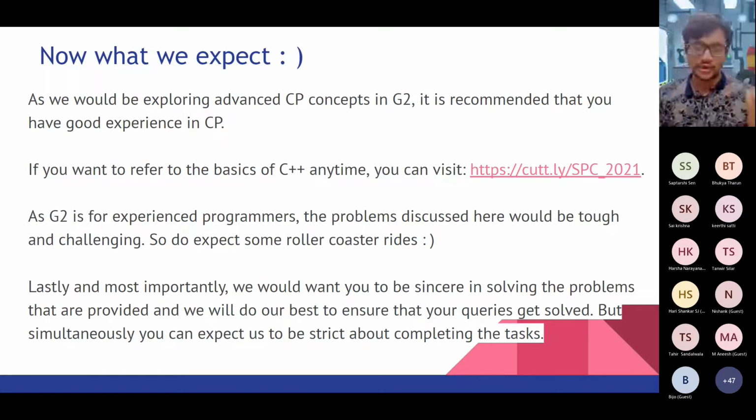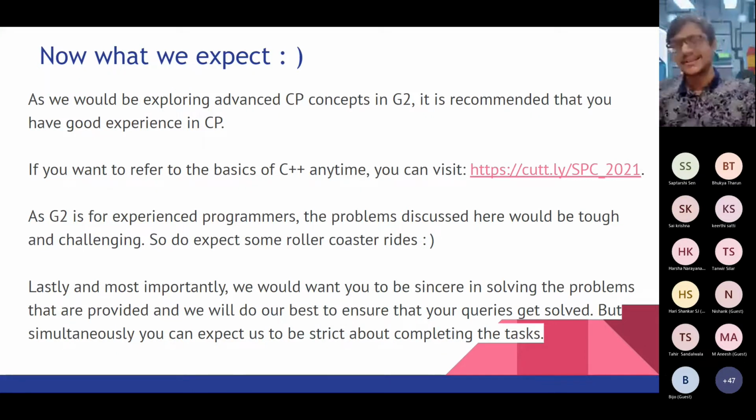So we expect you should have solved some good level problems, or you should have some good rating on some platform. If you have either, I think you would not face much difficulty in this group. Yeah, if you are very familiar with the competitive programming environment and you have solved a lot of problems.